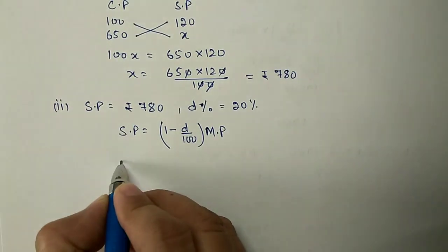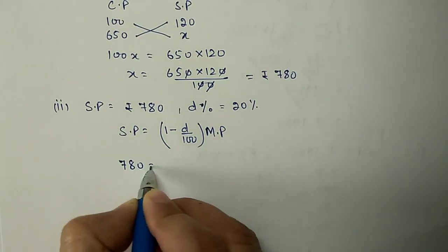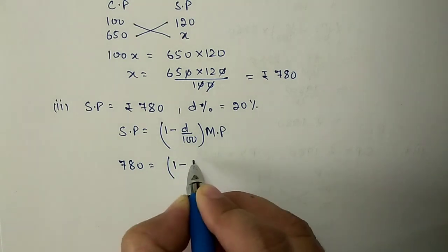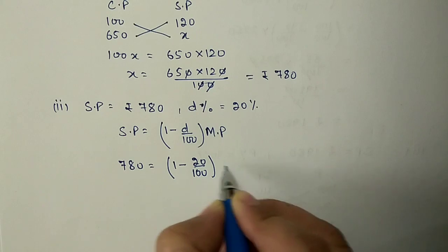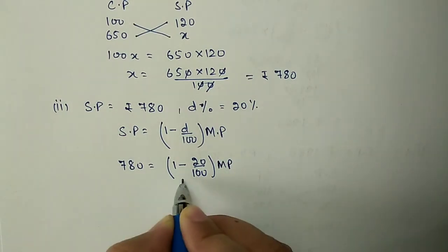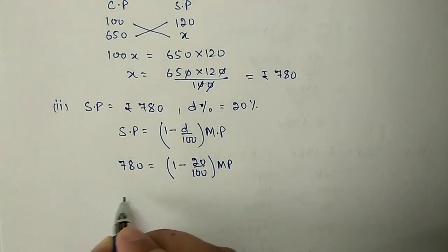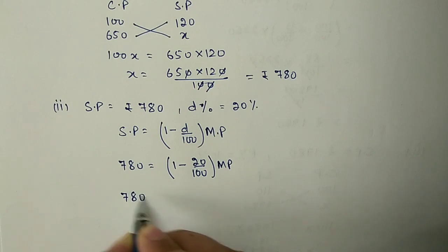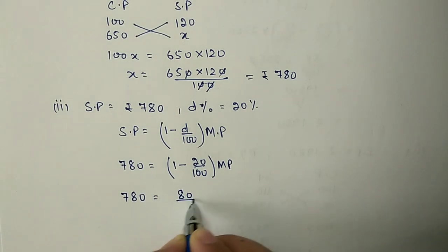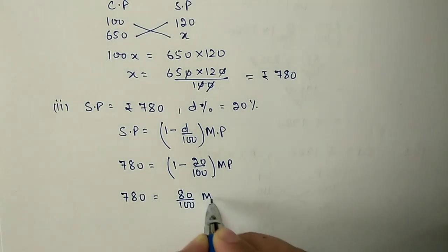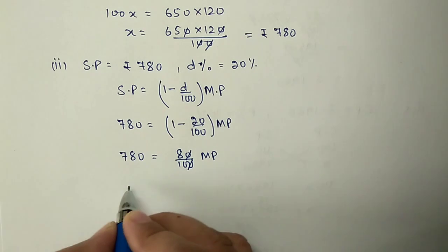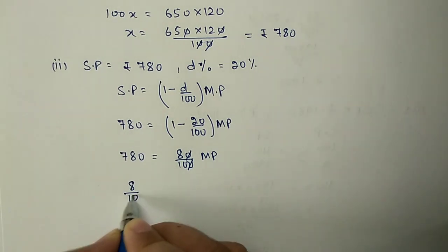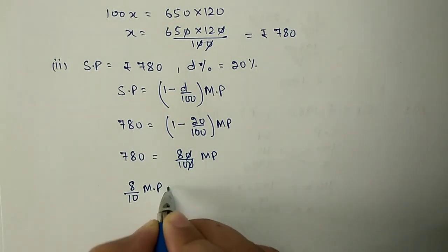Selling price 780 rupees is equal to 1 minus 20 by 100 into MP. After taking LCM and subtraction we will get here 80 by 100, 80 by 100 into MP. So one 0 we can cancel from both sides. We can write it as 8 by 10 MP is equal to 780.